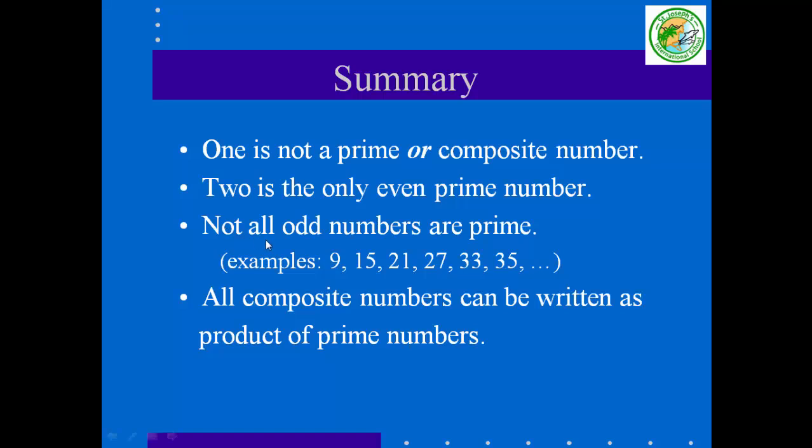And you must know that not all odd numbers are prime. We have, for example, 9 and 15 and 21 and 27. They are odd numbers, but they are not prime numbers because we can get 15 from 1 times 15, 3 times 5. So this is not a prime number. For example, 27. 27 is 1 times 27, 3 times 9. It has 4 factors. So not all odd numbers are prime numbers.